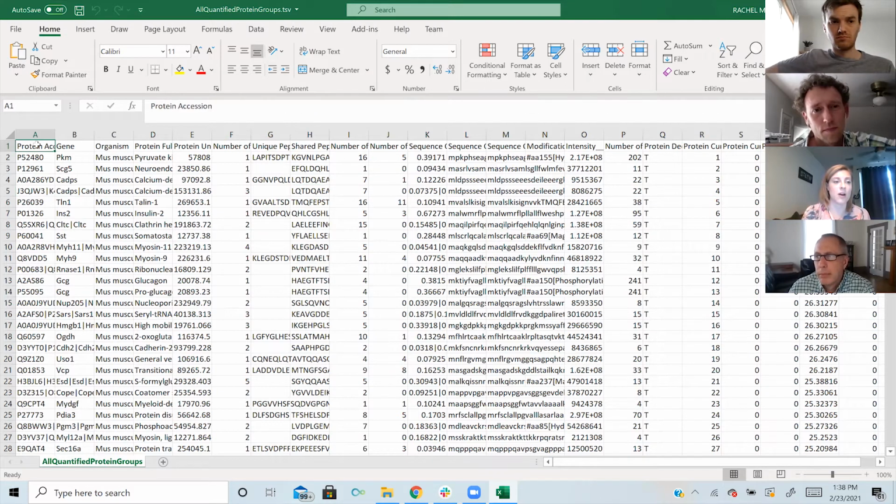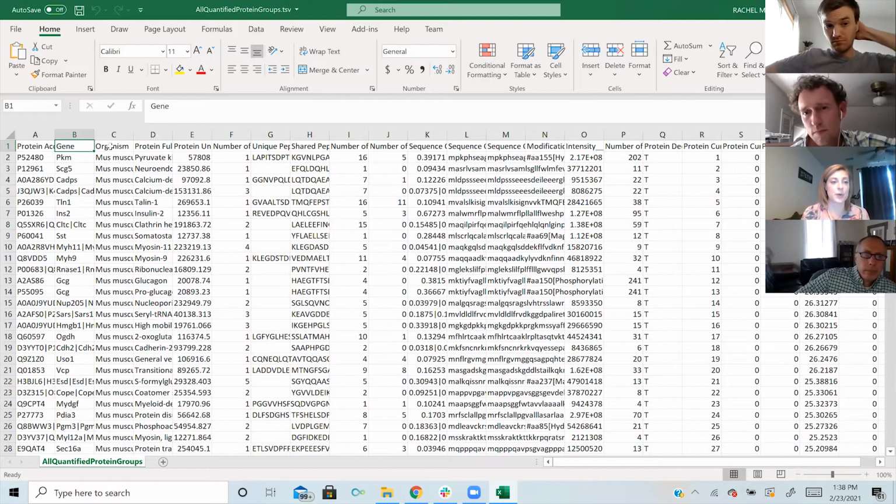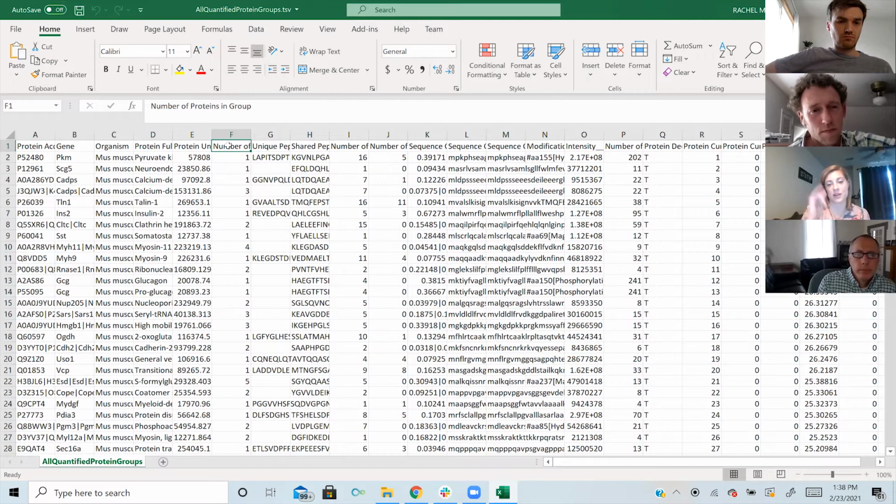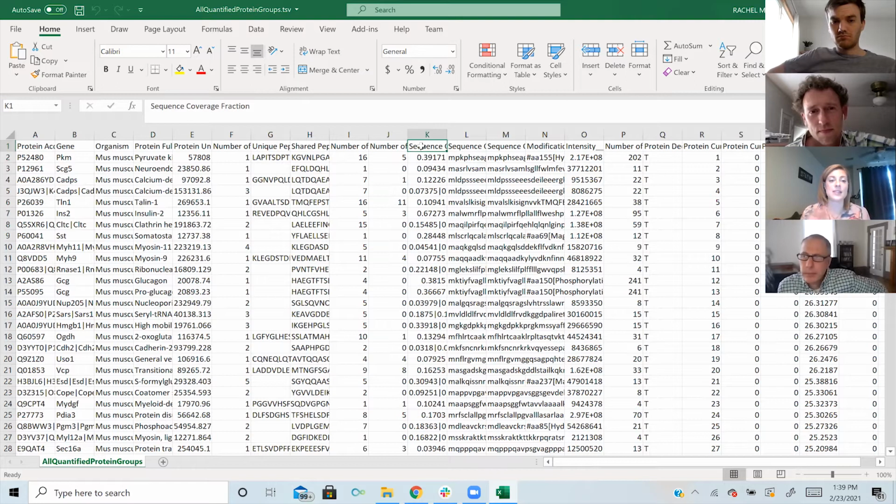So here we give our protein accession or the protein group accessions, gene, organism, names, the mass of the unmodified protein, the number of proteins in each group. So this is a nice way to filter there. And then we tell you which unique peptides we've identified for that protein and which shared peptides we've identified. Total number of peptides, number of unique peptides, and then sequence coverage fraction.